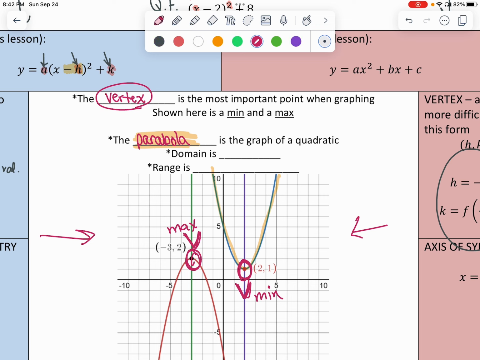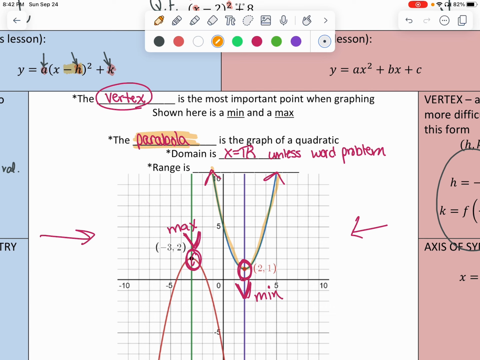The domain, if you notice, since it goes left and right forever, is always x equals all real numbers, unless it's a word problem. Okay, so hopefully you understood domain and range from Algebra 1, but if you didn't, you can also go back and study Chapter 2, Section 1 of Algebra 2.